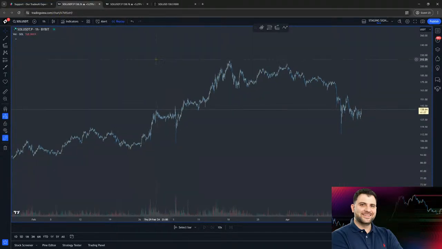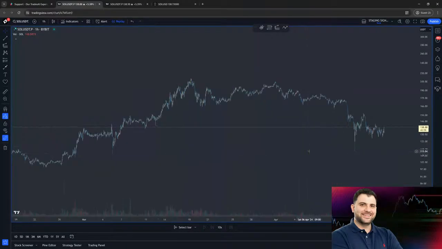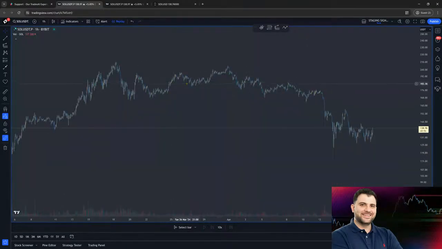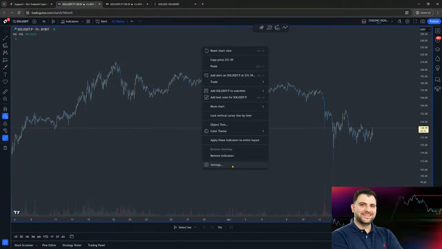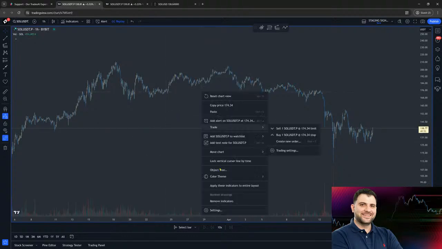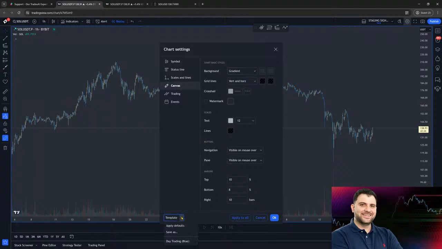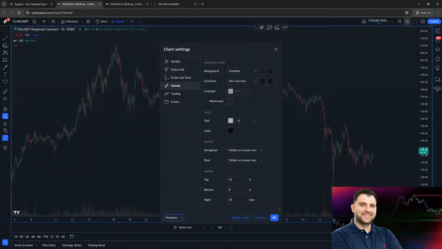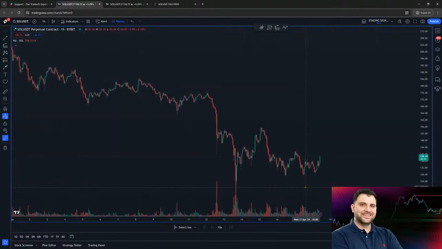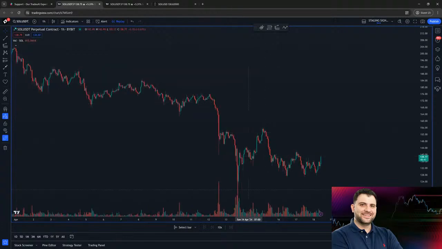So what I'll do is quickly go over how to set up the chart the way that I personally use it. By default, it starts with green and red candles. If you right click on the chart and go to settings, the default settings are like this: red and green candles, and then you have the volume candles at the bottom.